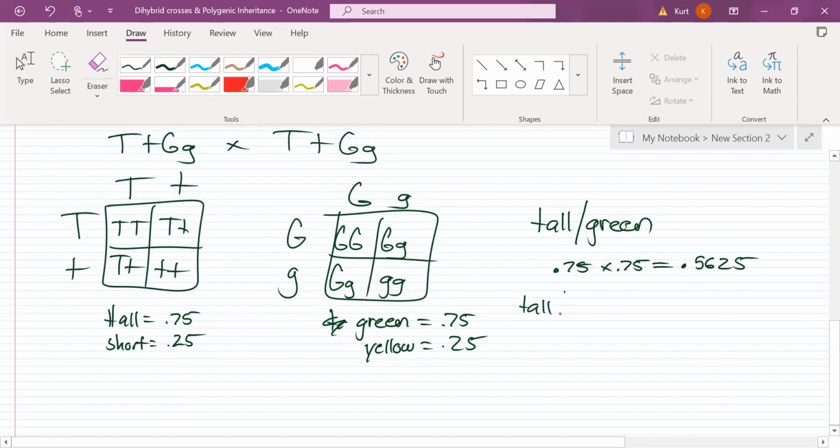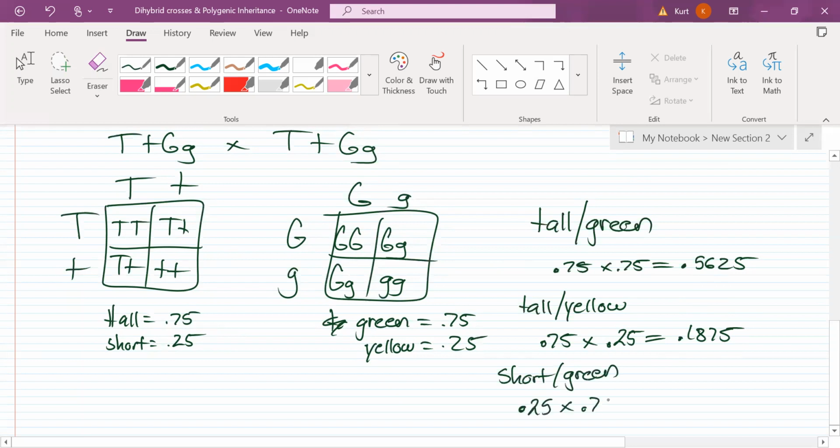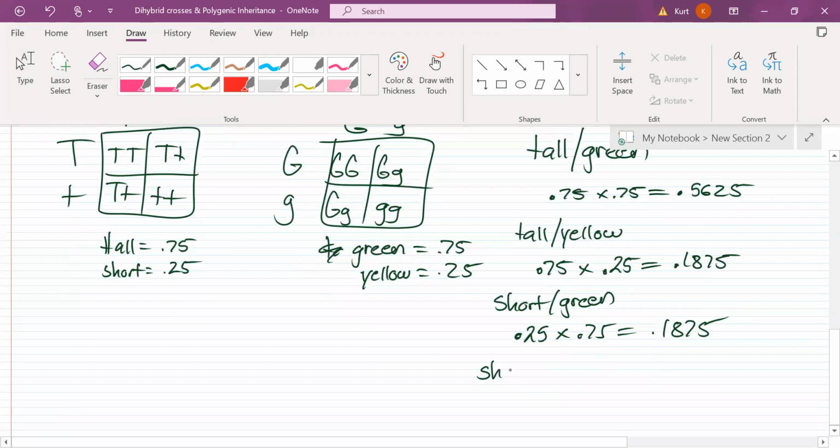If I did tall and yellow, 0.75 times 0.25, if you did the math, 0.1875. Short and green, 0.25 times 0.75 is 0.1875. And then if you are short and yellow, 0.25 times 0.25 equals 0.0625. The exact same frequencies as what you did above on the hard Punnett square.